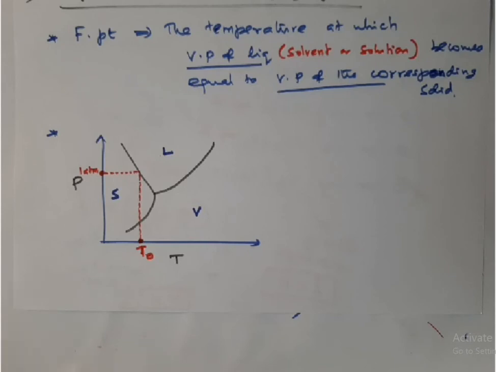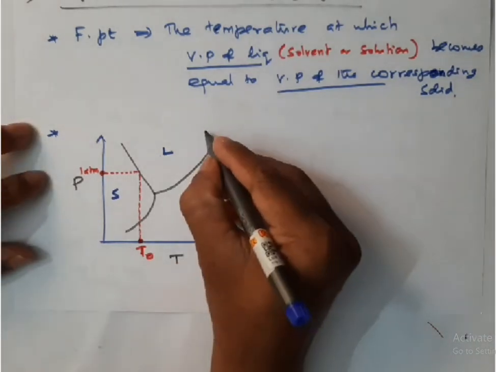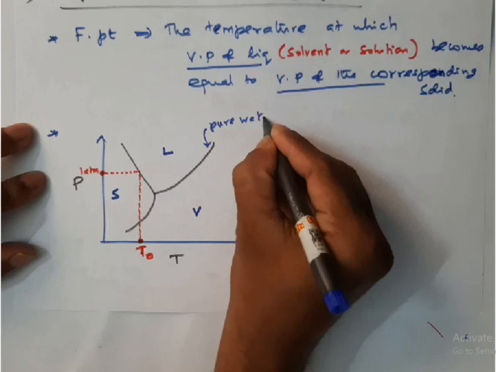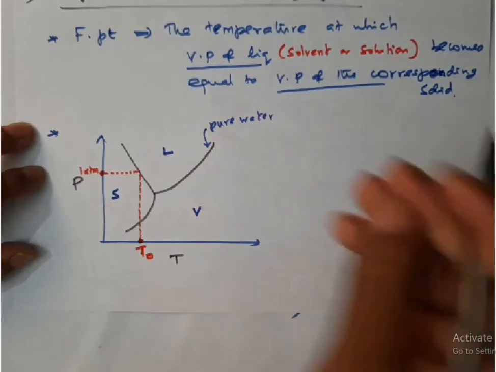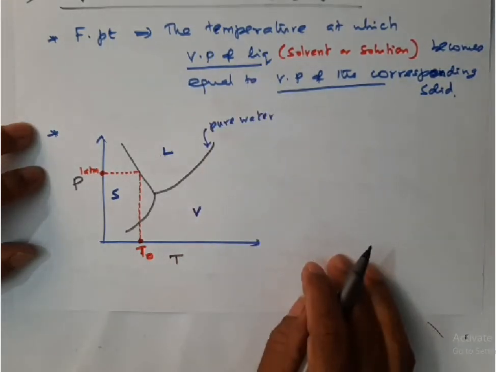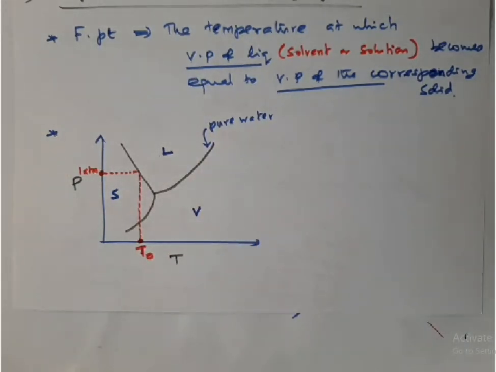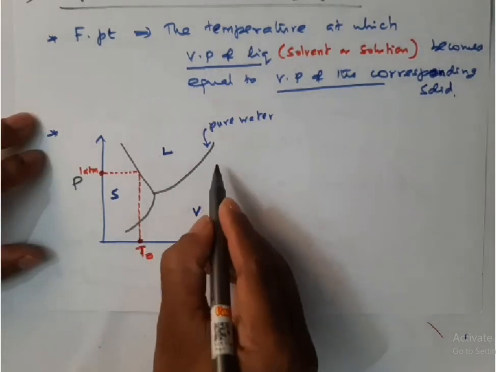Now I'll write the freezing point of solution. Listen, this is for pure water or pure solvent. Suppose you add a non-volatile solute, I will get a solution, and you know very well that when you add a non-volatile solute, vapor pressure will decrease. Therefore, this diagram, let me draw here.